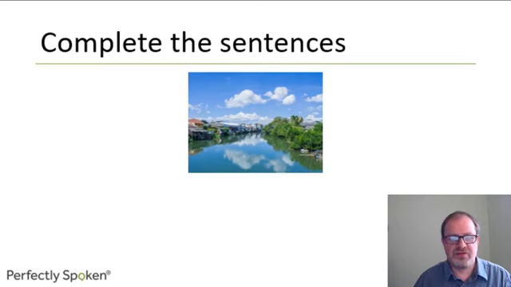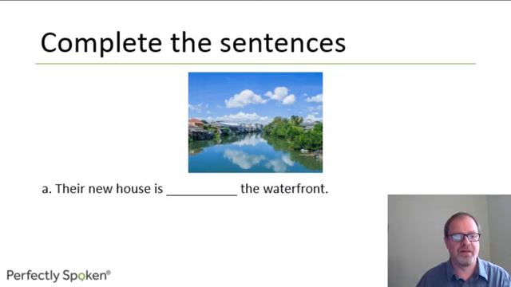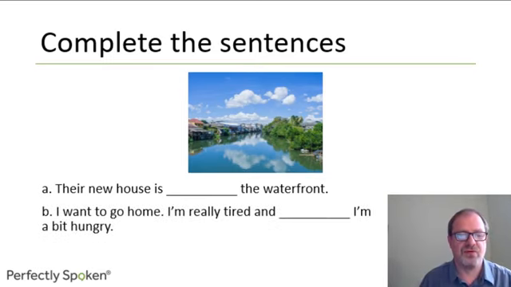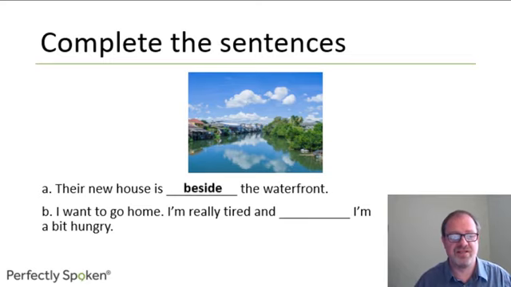You've got a lovely picture of a waterfront next to a river with some houses around it. And the new house is blank the waterfront. And sentence B, I want to go home. I'm really tired and I'm a bit hungry. Well, the first one we mean next to, obviously. And in the second one, we want to say, not only am I tired, but I'm also a bit hungry. So in addition. So the first one is beside, and the second, besides.